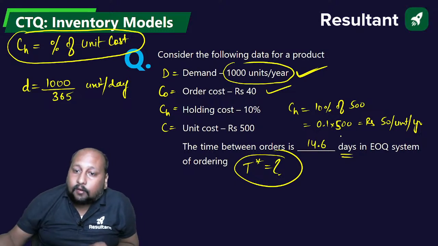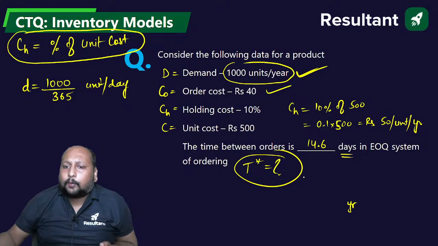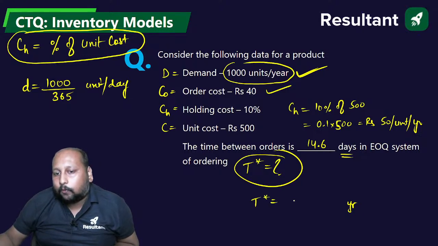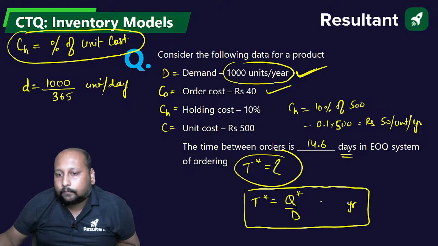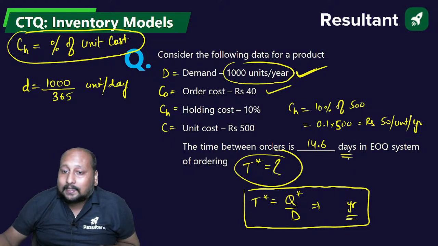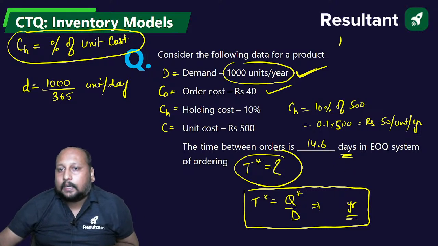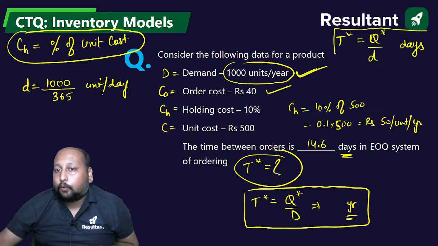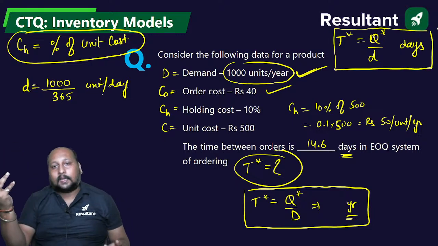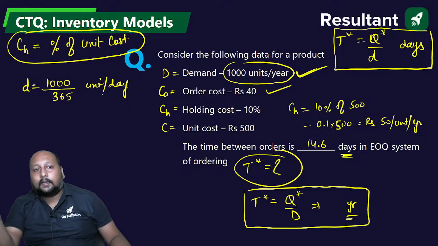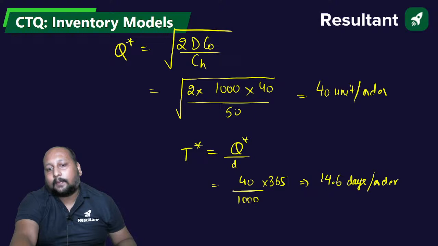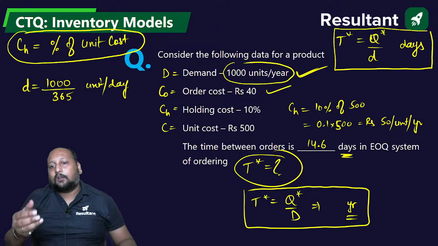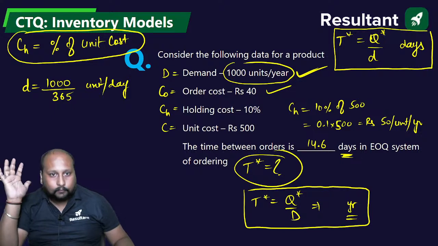If in the question, instead of days, they are asking for years, then you simply use T star equal to Q star by capital D. You'll get this value in years. If they're asking in days, then you have to use T star equal to Q star divided by small d in days. So you have to be very careful about the units, because it depends on what they are asking in the examination. If they are asking for 1 year, then the answer will simply be 40 divided by 1000, that is 0.04 year. That's it. Clear?